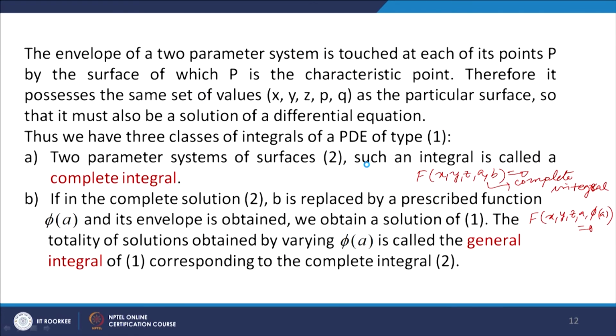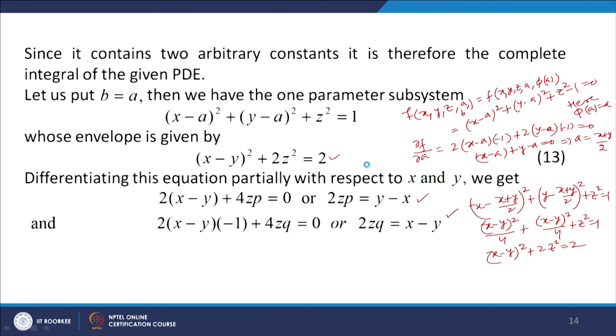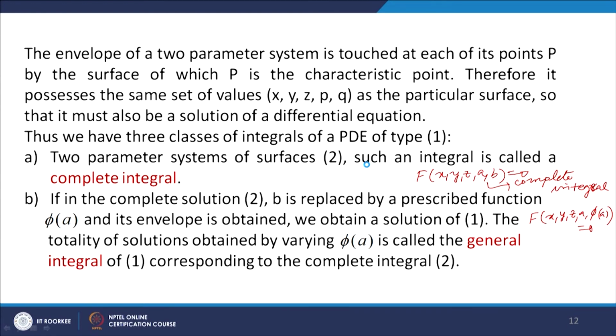If in the complete integral, the two parameter subsystem, B is replaced by a prescribed function of A, that is phi of A, and its envelope is obtained, we obtain a solution of 1. So, the envelope is this one what we got, (x minus y) whole square plus 2z square equal to 1, and we have seen that it is a solution of this equation 1. The totality of solutions obtained by varying phi is called the general integral of 1 corresponding to the complete integral 2.